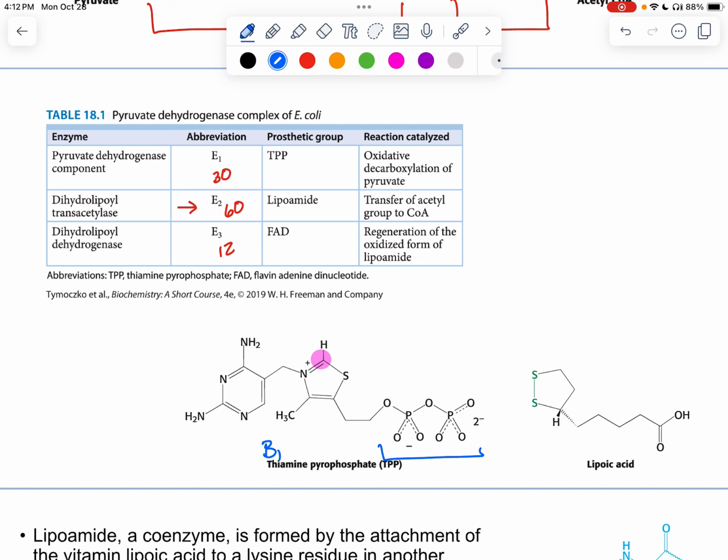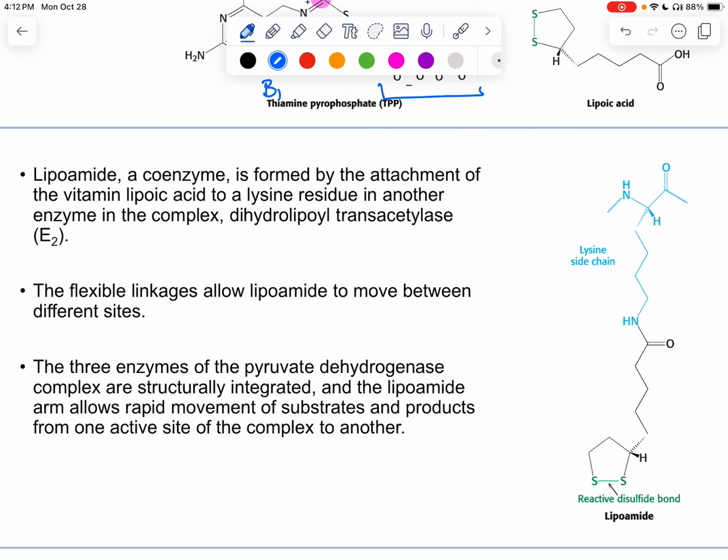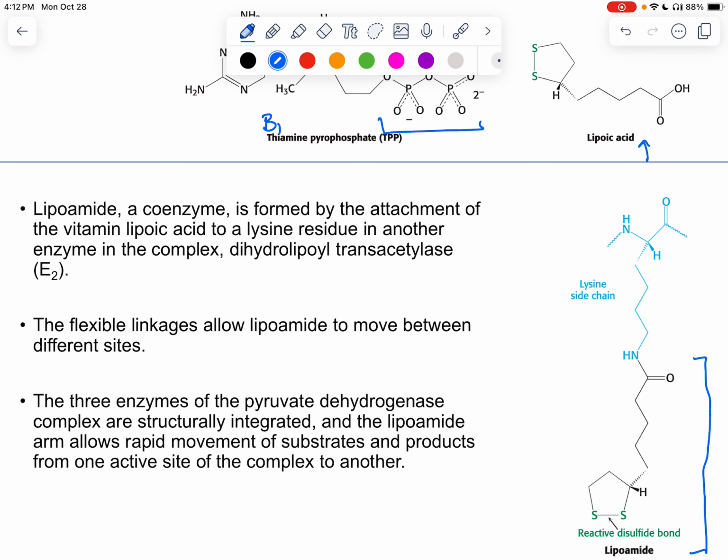All right, another prosthetic group we have over here is this lipoic acid. And when we look at this, this is also a vitamin, and it's going to bind to a lysine side chain, and it'll be attached to the second enzyme by an amide linkage. A lot of words. Let's take a look at it. Okay, so this lipoamide is formed by the attachment of the lipoic acid, right? So this is what we just looked at right up here. Okay, turned on its side.